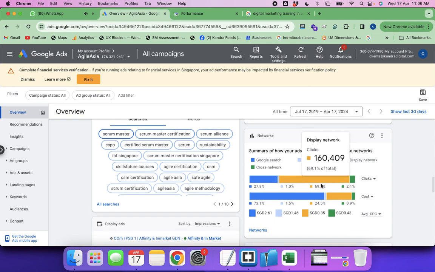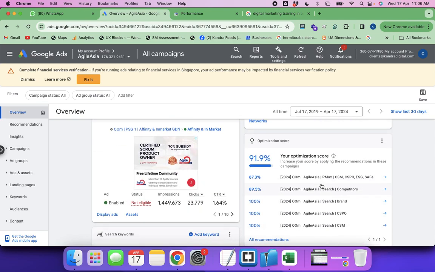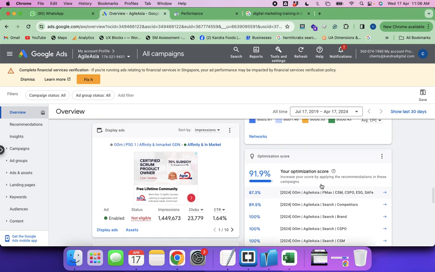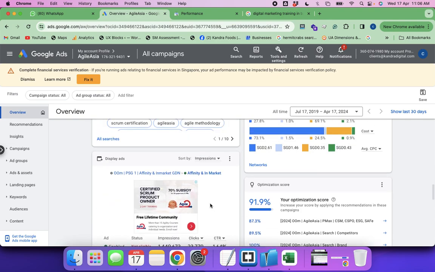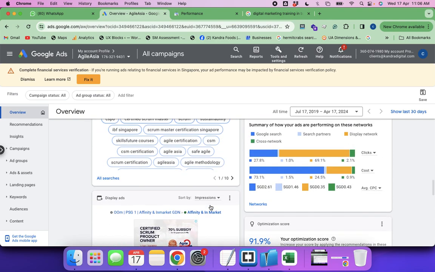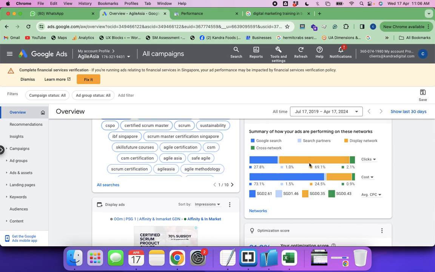Yeah, and sir, display network is this one. Yes, sir. Display network. Yeah, here, right, display network. This display network is showing ads on various other websites, the Google partner websites, all the websites registered for Google AdSense.